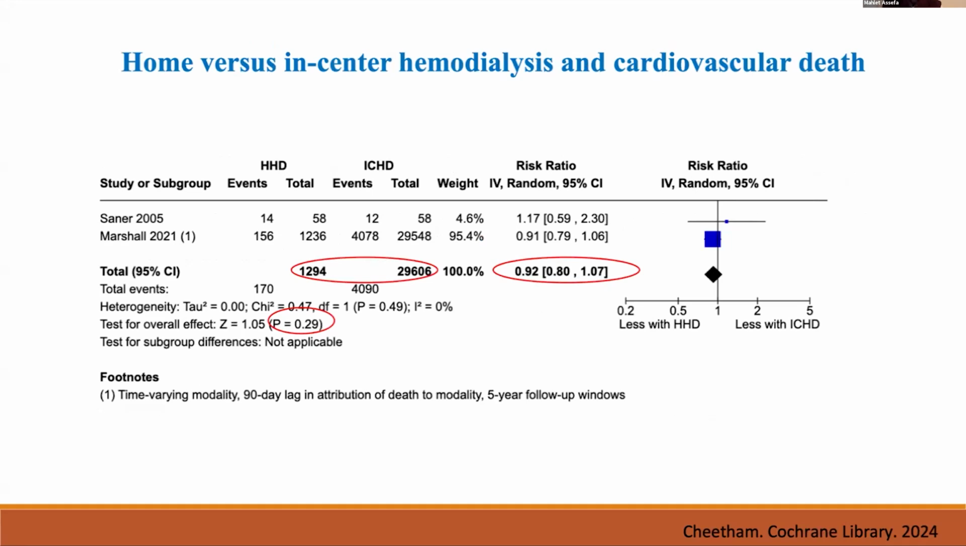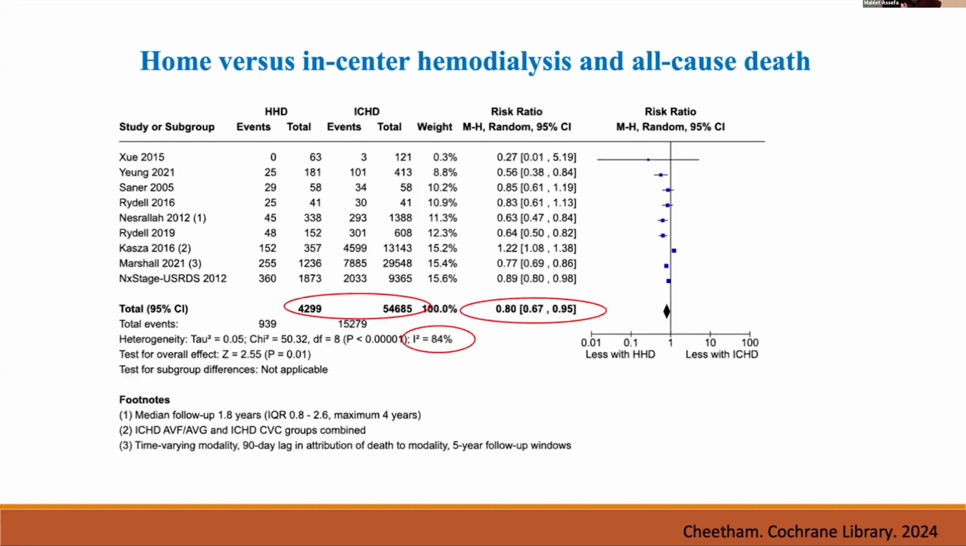And then with regards to all-cause death, that's over 58,000 participants that they considered across all the studies they were looking at. Although it looks like the risk ratio is significant, what's important is the third circle below, which is that there's quite a bit of variability. 84% heterogeneity is quite high amongst the studies. So this is a very low confidence finding.